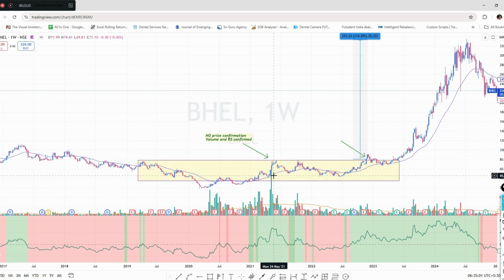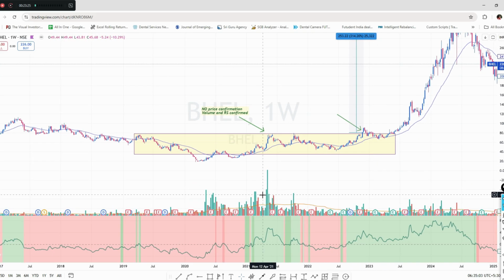The stock formed a base here, and this is the base I'm talking about. You can see the volume was heaviest during this stage, and the RS line also entered the positive zone and then broke into a new high, but the price had not broken out of this consolidation.